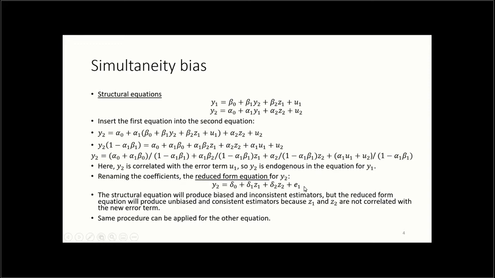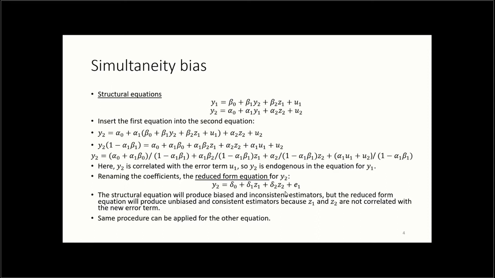The reason why we're calling this the reduced form equation is because we only have exogenous variables in here. So notice that we do not have the endogenous variables here as independent variables. And so again, the structural equation above here would produce biased and inconsistent estimators because y2 is endogenous and related to this error term. But this reduced form equation would produce unbiased and consistent estimators because z1 and z2 are not correlated with the error term.